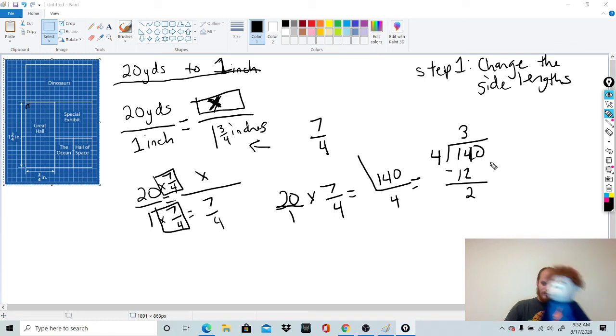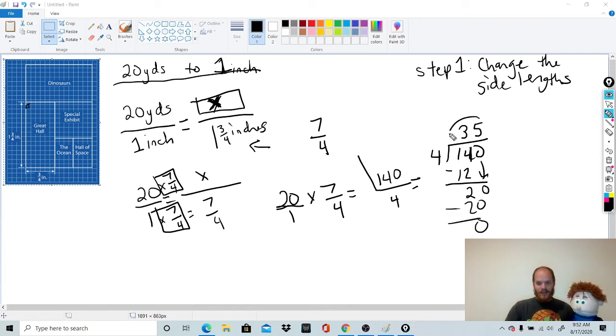All right, now what do? Bring down the 0. Bring down the 0, good. And I want to see how close 4 times what number gives me 20 without going over? 5. Exactly, 5. Okay, and that's perfect. So it goes in exactly 35 times. So the length of this actual side in yards is 35 yards.